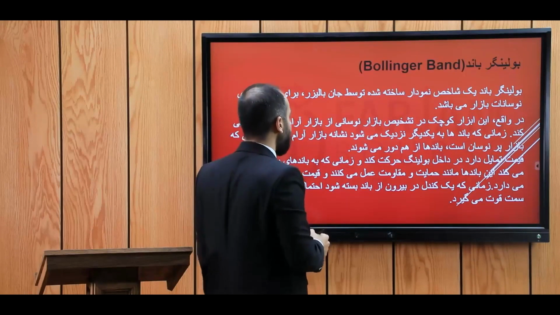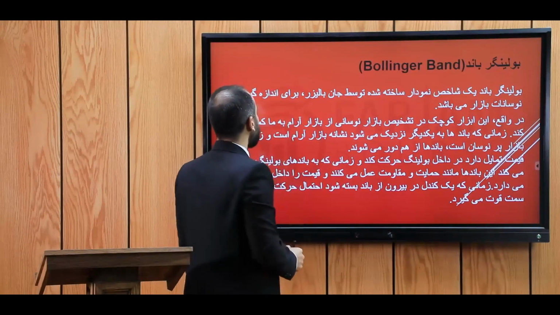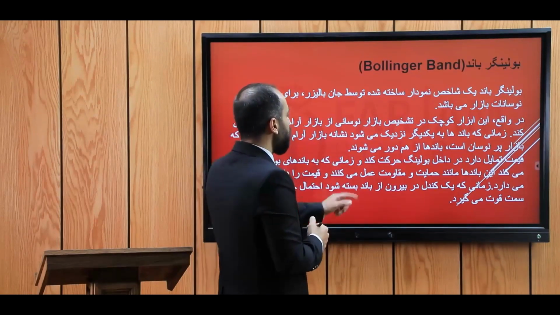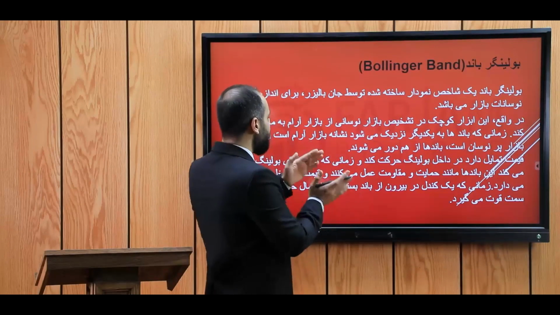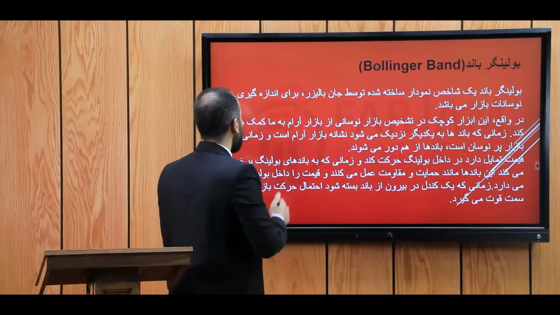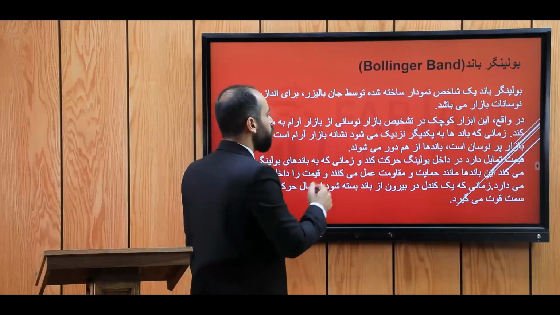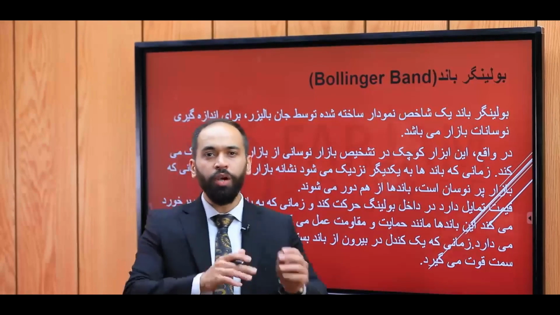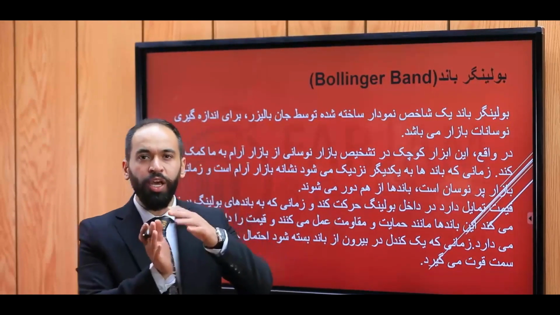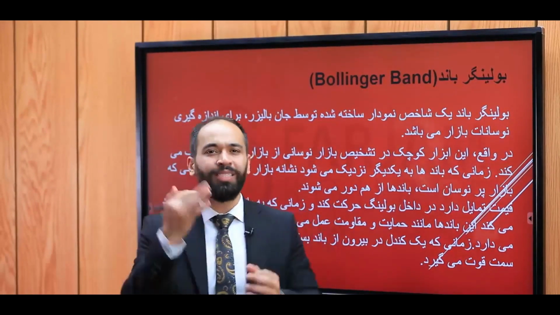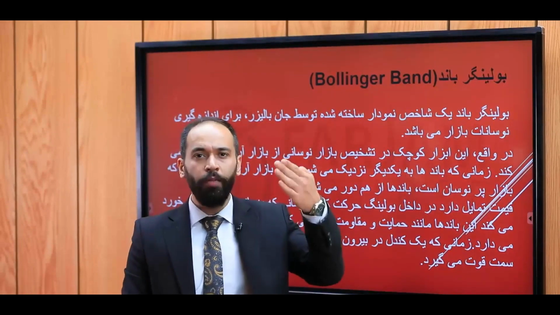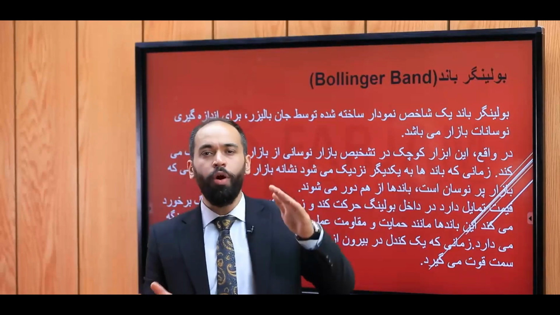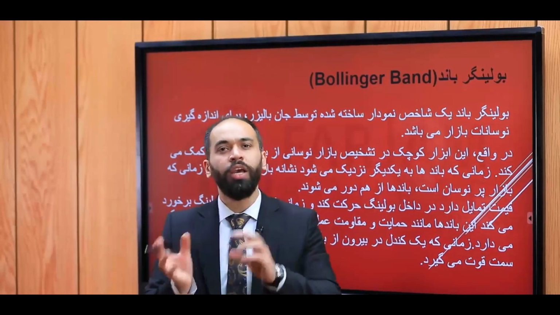In fact, this small tool helps us distinguish between a volatile market and a calm market. When the bands get closer to each other, it indicates that the market is calm, and when the market is highly volatile, the bands move away from each other. Let me give you an example. When price fluctuations become small, well, our Bollinger Bands consist of three parts: the lower band, the upper band, and the middle line. These upper and lower bands act like a channel for us.